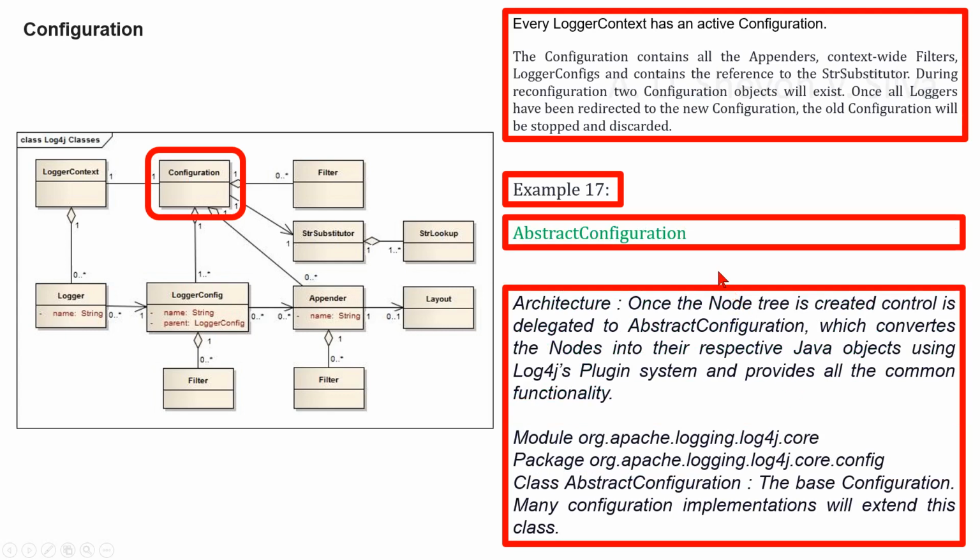Now we are considering architecture. Once the node tree is created, control is delegated to abstract configuration, which converts the nodes into their respective Java objects using Log4j's plugin system and provides all the common functionality. The class AbstractConfiguration in package org.apache.logging.log4j.core.config in module org.apache.logging.log4j.core is the base configuration; many configuration implementations will extend this class.